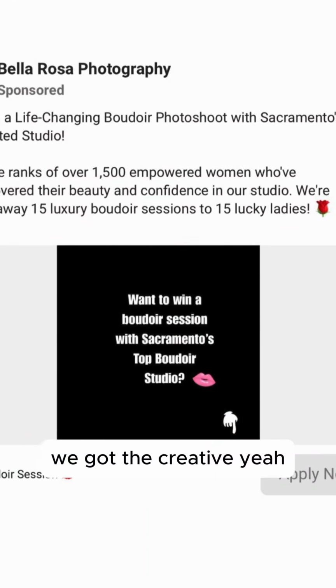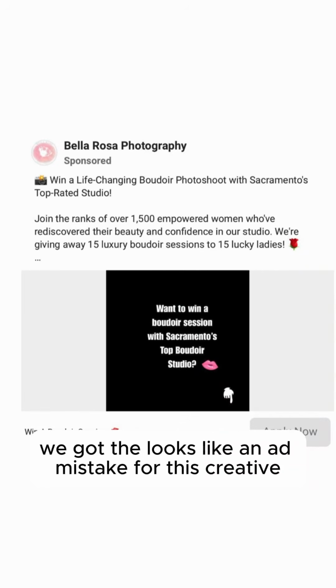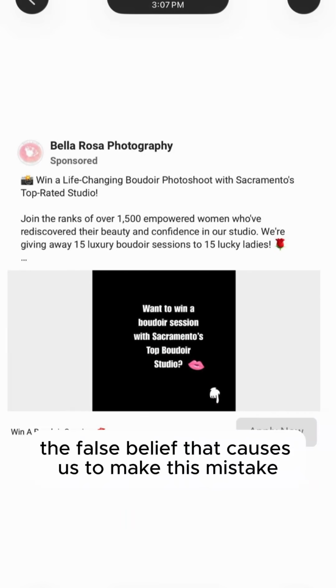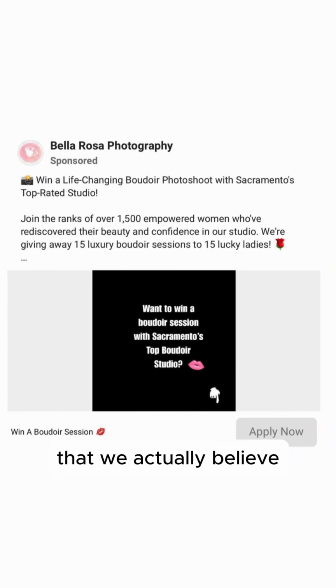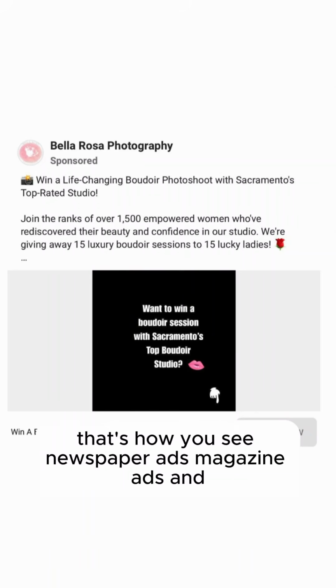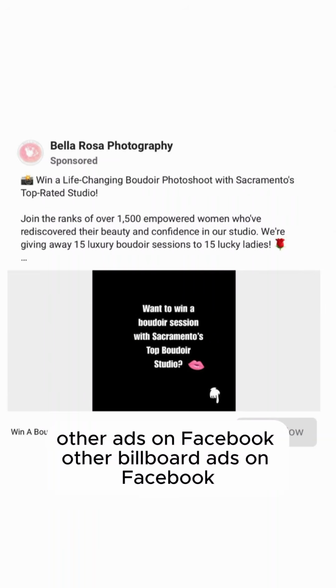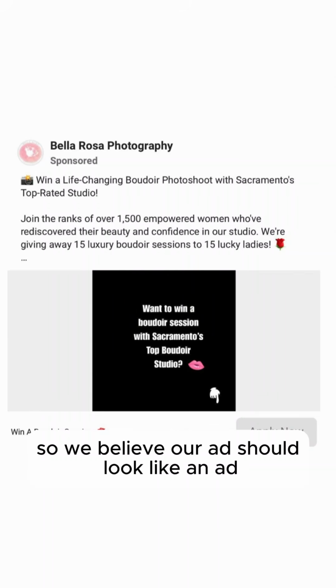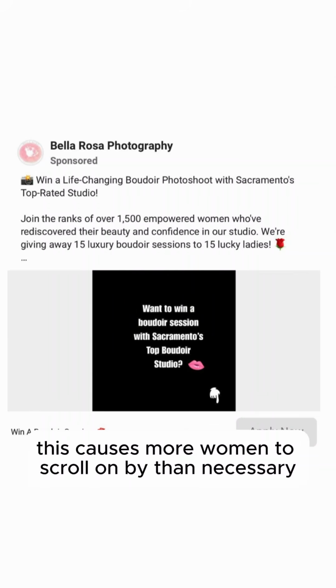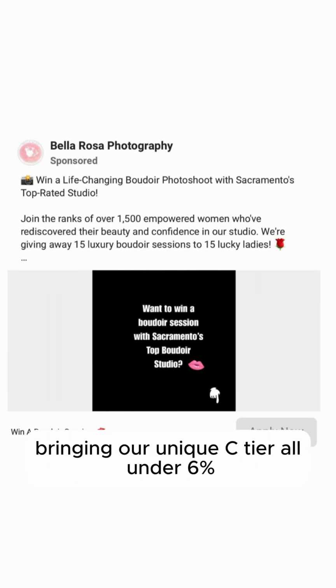We've got the looks-like-an-ad mistake with this creative. So the false belief that causes us to make this mistake is that we actually believe an ad should look like an ad. That's how we've seen newspaper ads, magazine ads, TV ads, other ads on Facebook, other boudoir ads on Facebook. So we believe our ad should look like an ad. But this is incorrect. This causes more women to scroll on by than necessary, bringing our unique CTRL under 6%.